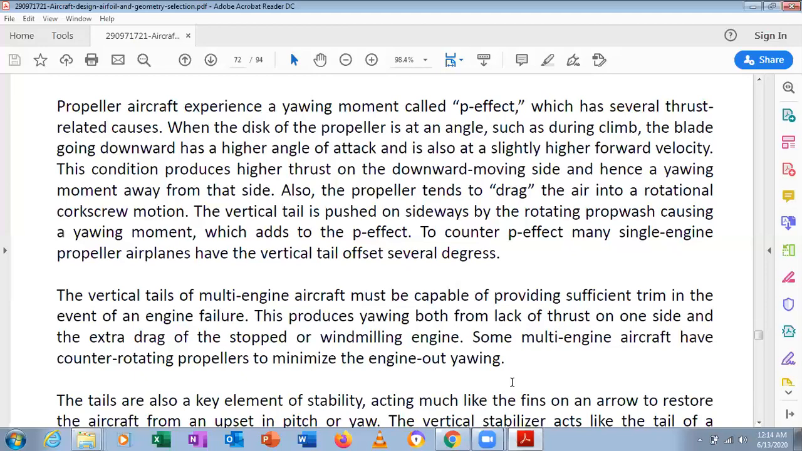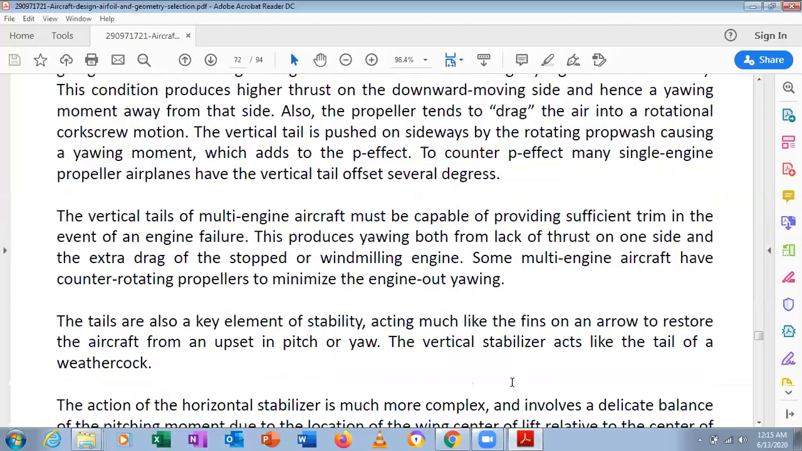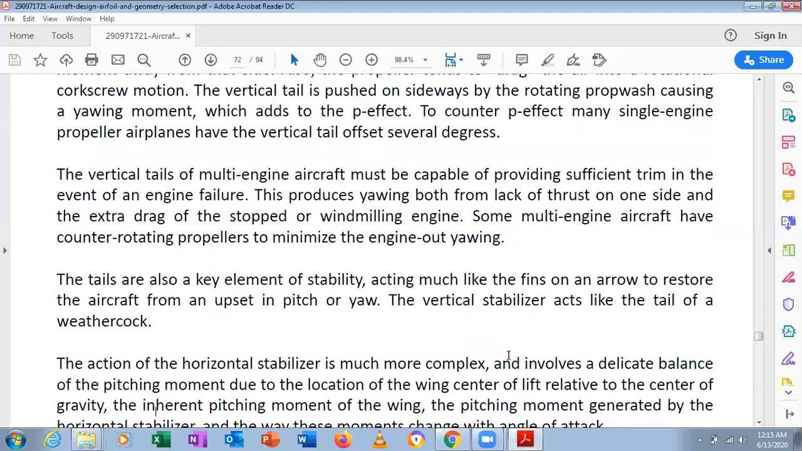And there is also a key element of stability, much like the fins on an arrow, to restore the aircraft from an upset in pitch or yaw. If it pitches up, it should come back to the stable position. If it yaws towards the left, it should come back to the original position. This stability should be there. Otherwise, if it goes left and does not come back to its original position, sometimes it may lead to a crash.